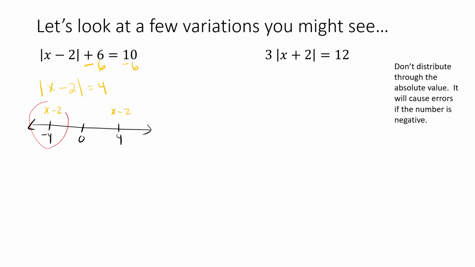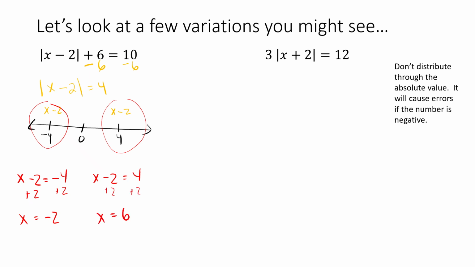And right here, that gives us one of our equations. X minus 2 is equal to negative 4. Here's my other equation. X minus 2 is equal to 4. And these we would solve by adding 2 to both sides. Negative 2 plus 2 is 0. Negative 4 plus 2 is negative 2. And here we get 4 plus 2 is 6.